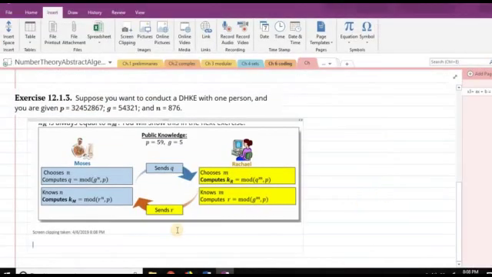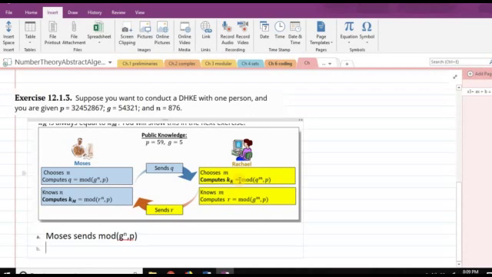All right. So first of all, we have Moses. Part A is what Moses sends. So he's going to send g^n mod p. Right? Or g to the n mod p. All right, that should be clear. That's what he sends.